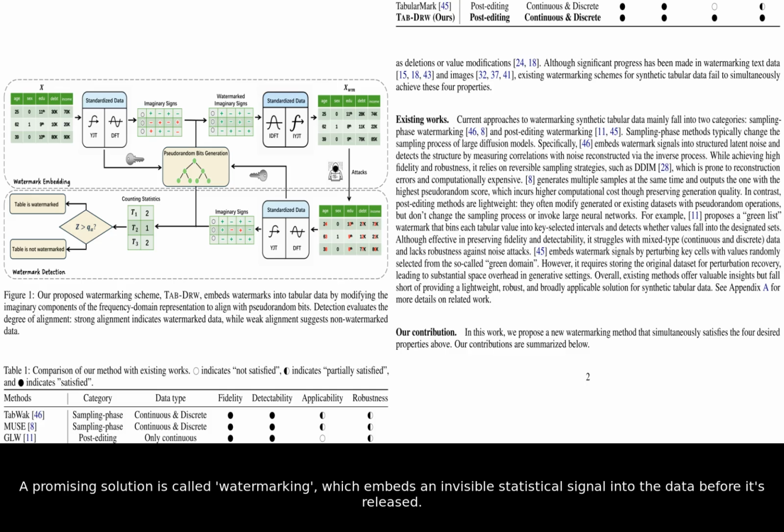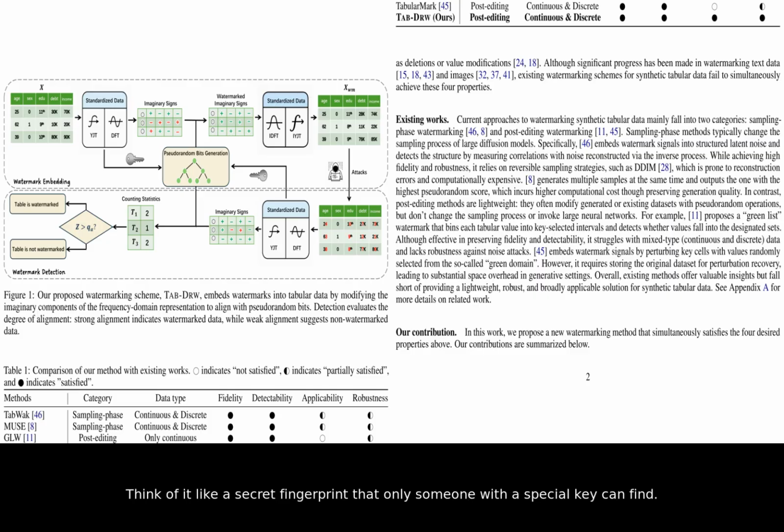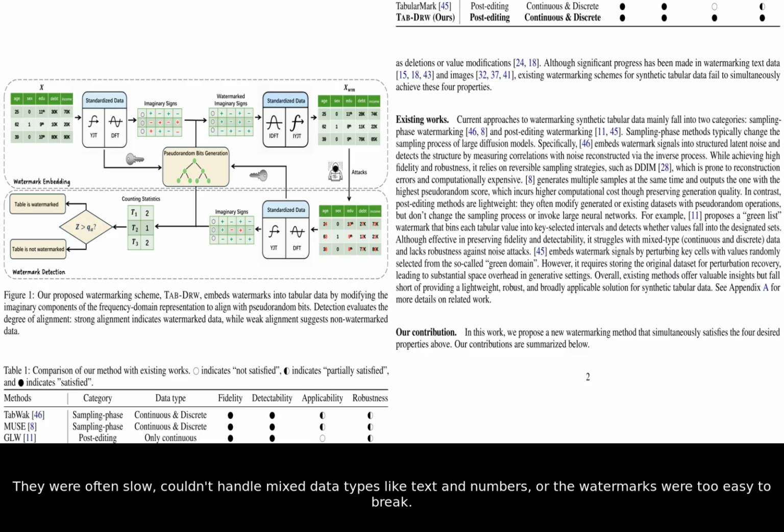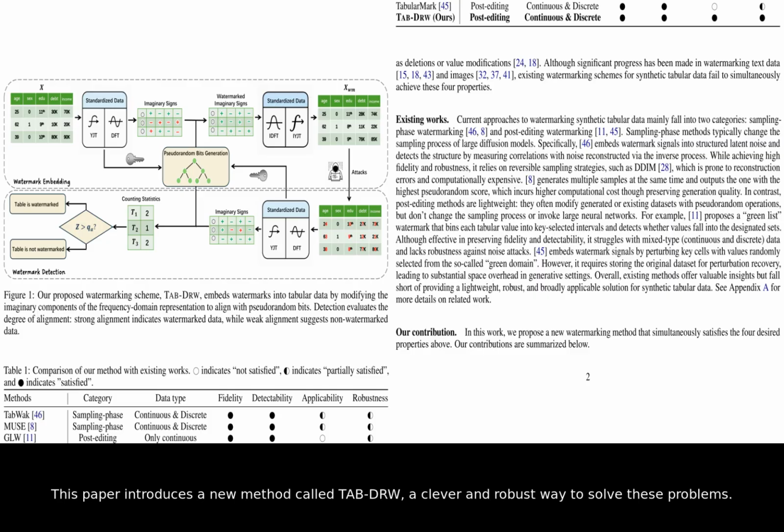A promising solution is called watermarking, which embeds an invisible statistical signal into the data before it's released. Think of it like a secret fingerprint that only someone with a special key can find. However, existing methods for tabular or spreadsheet-style data have faced major limitations. They were often slow, couldn't handle mixed data types like text and numbers, or the watermarks were too easy to break. This paper introduces a new method called TAB-DRW, a clever and robust way to solve these problems.